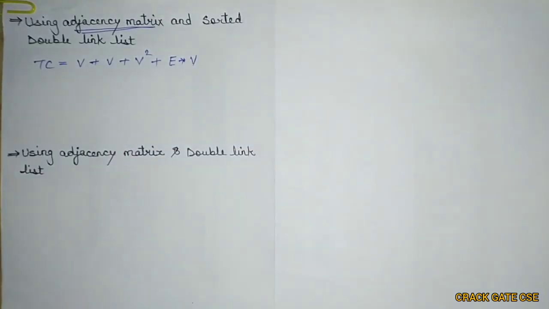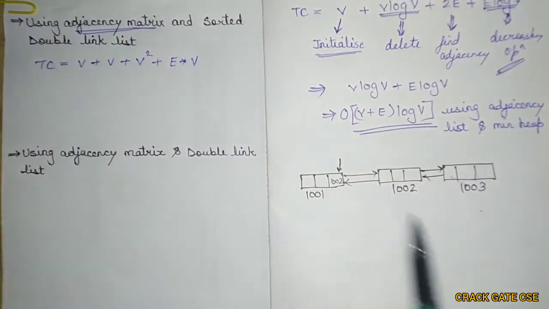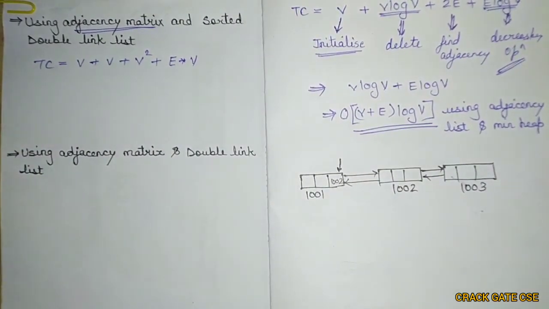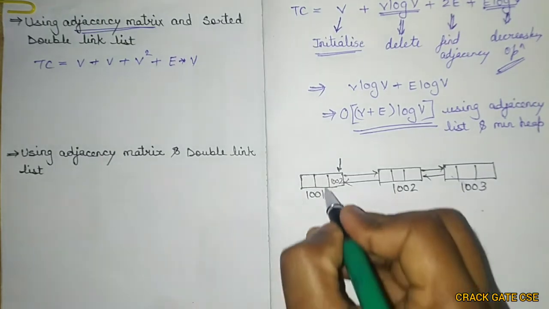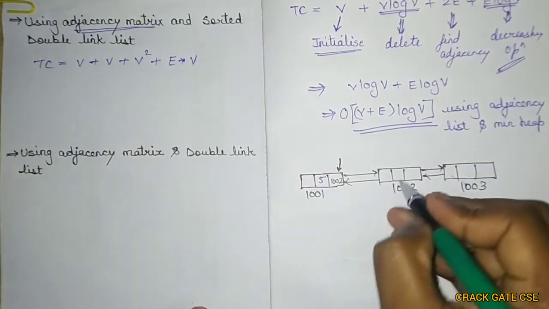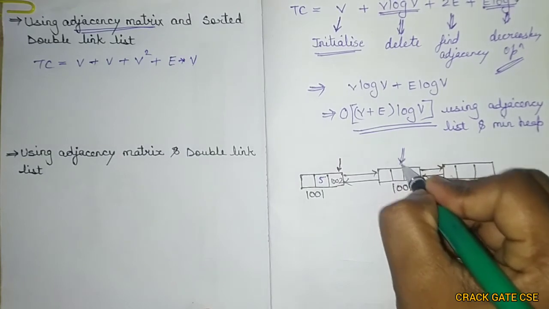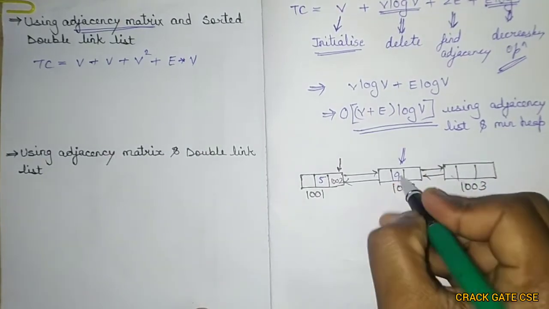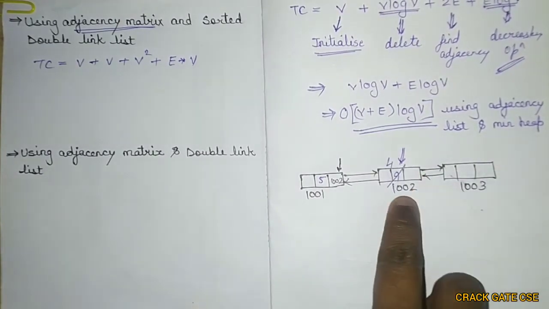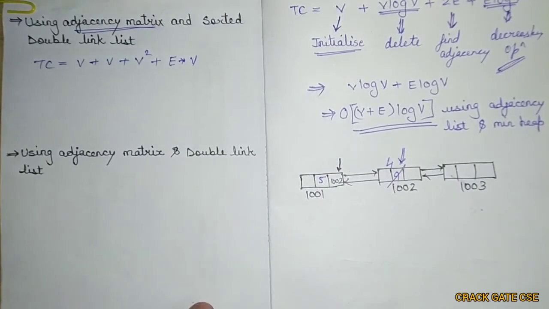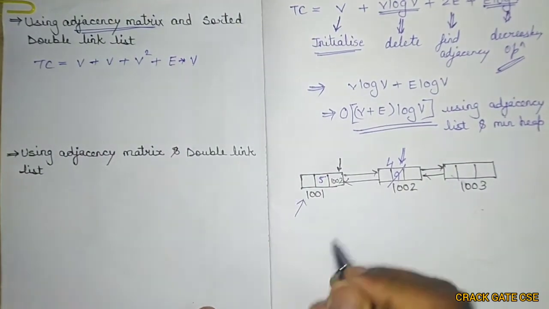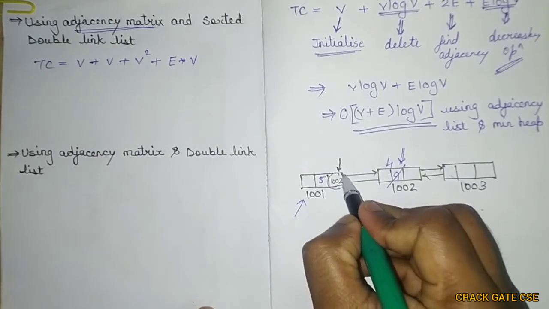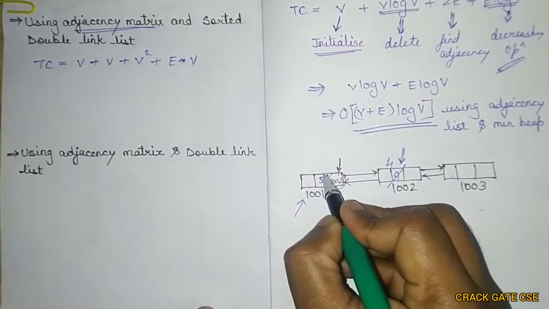How? Let's see. This is a double linked list, a sorted double linked list. Say I have the value 5 here, and let's say I perform the decrease key operation: here it was 9 and I changed it to 4. Now I have to sort it. How can I do it? I can just go to that place. Here I have the address of the next node and the value of this node.